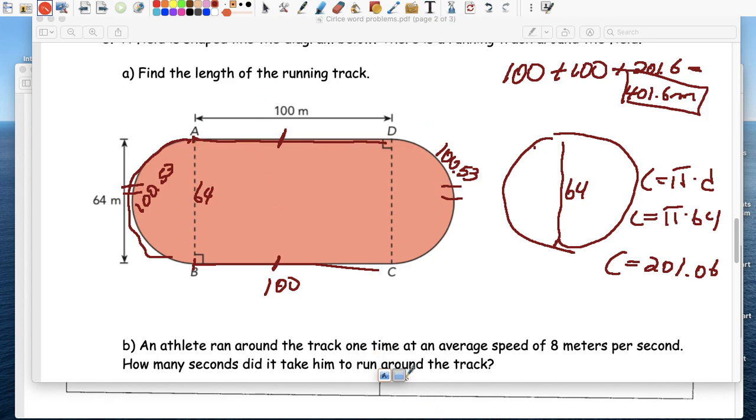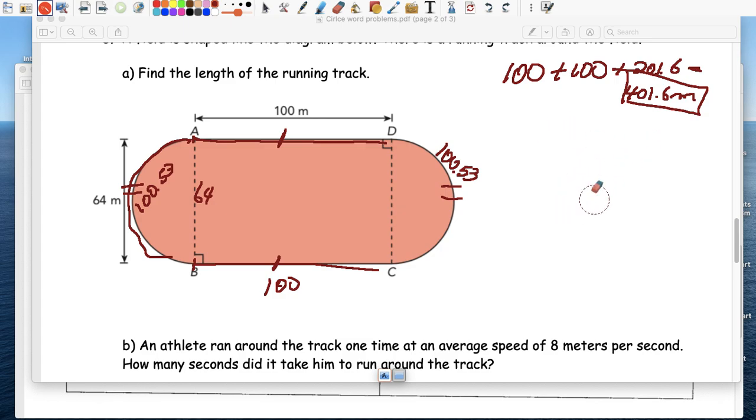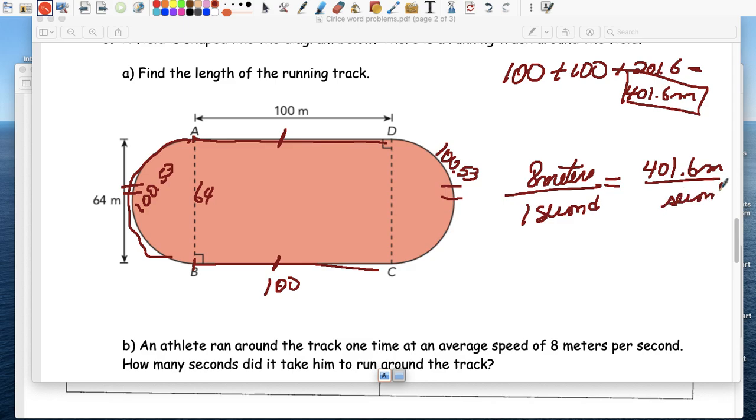Okay. Second question is, an athlete ran around the track one time at an average speed of 8 meters per second. How many seconds did it take him to run around the track? So you can set up a proportion here if you like. If you think about it, here's the rate he runs at: 8 meters per 1 second. The question is, if he's going to run 401.6 meters, how many seconds will it take?